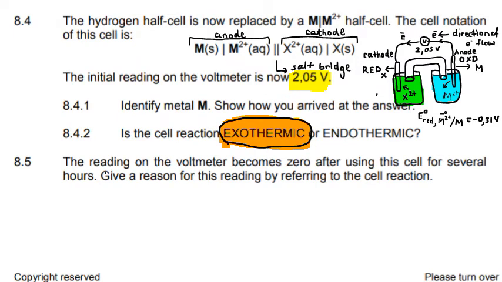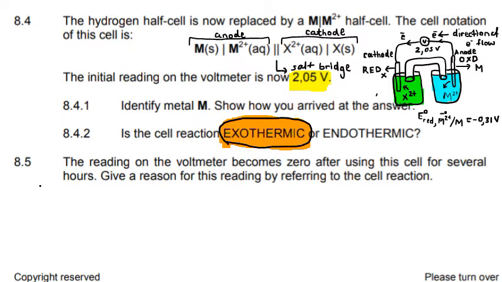Okay, so next. Question 8.5, the reading on the voltmeter becomes 0. So we currently have a reading here of 2.05 volts. They are saying it now becomes 0. The important thing to know whenever you are looking at a galvanic cell is that a galvanic cell is basically just a battery. So whenever that voltmeter reading becomes 0, it means that your battery has gone flat. Let's just carry on reading. After using the cell for several hours, give a reason for this reading by referencing the cell reaction.